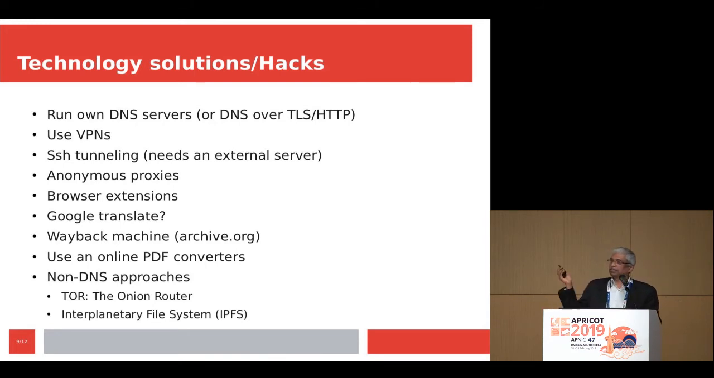Wayback Machine, archive.org is a very, very useful site because it preserves snapshots of the internet. Now you might be able to find your content on that site because they even maintain recent snapshots. An online PDF converter. There are online PDF converters which take an entire URL and convert it into PDF. You are no longer accessing the original URL. You are simply downloading a PDF. So this is another way to sidestep.